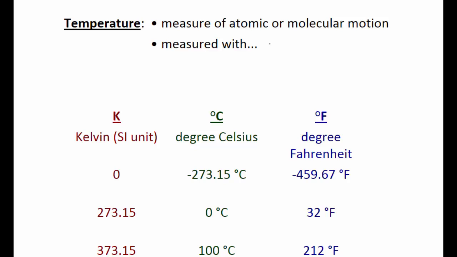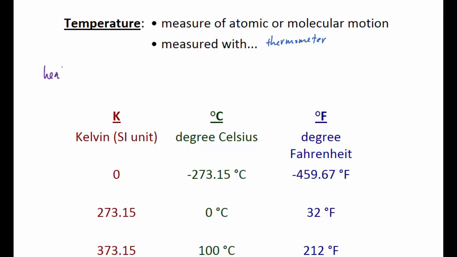We use a thermometer, of course, to... And a thermometer is a way of indirectly measuring that molecular motion, sort of the average of the molecular motion of a sample, that is directly related to its temperature. Okay?